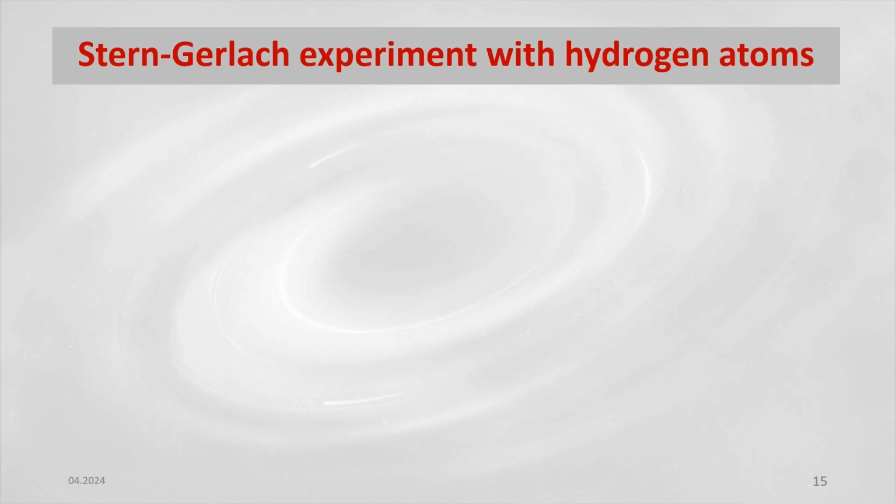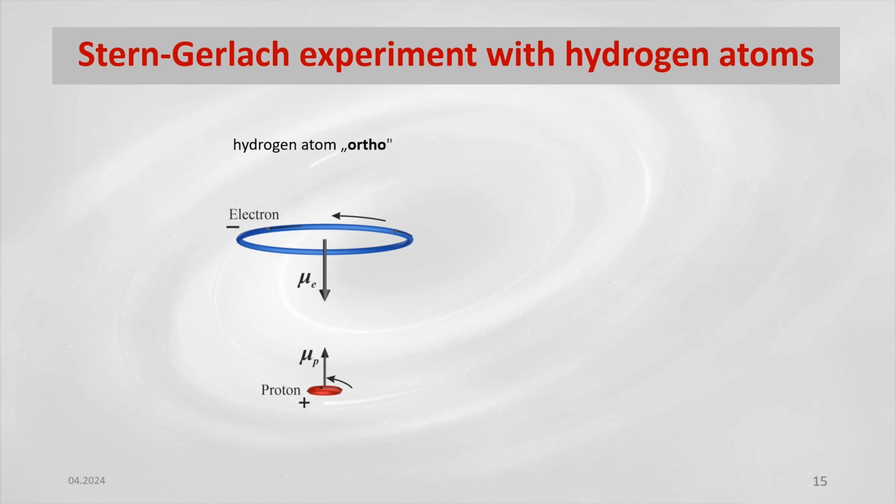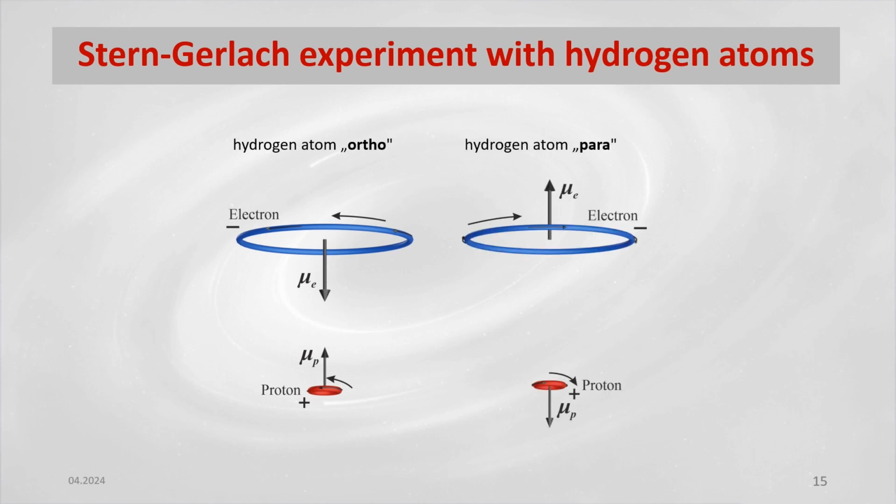If we conduct an experiment with hydrogen atoms, it is necessary to realize that there are two types of hydrogen atoms. According to the ring theory, they differ in the direction of their vectors of magnetic moments, protons and electrons. In the case of the ortho type of hydrogen atom, their anti-parallel magnetic moment vectors point to the inside of the system. In the case of para-hydrogen atoms, the anti-parallel vectors point outwards from the proton-electron system.